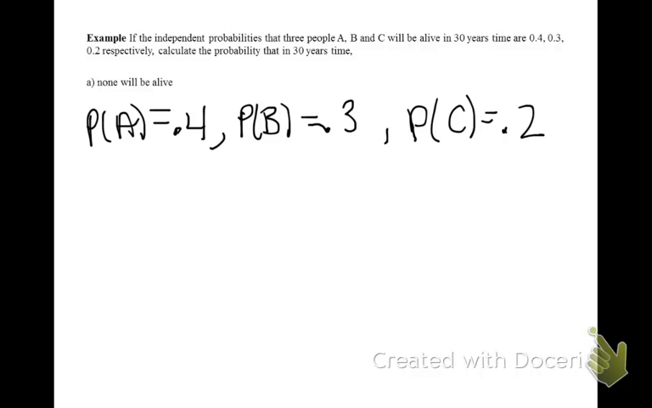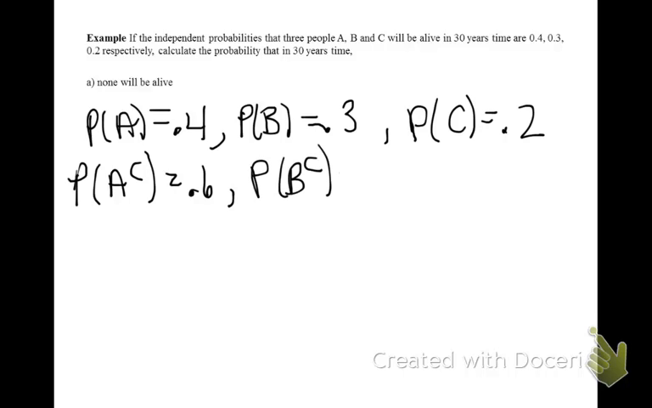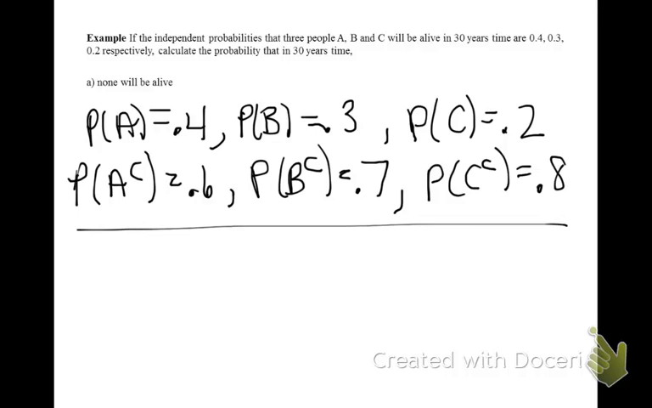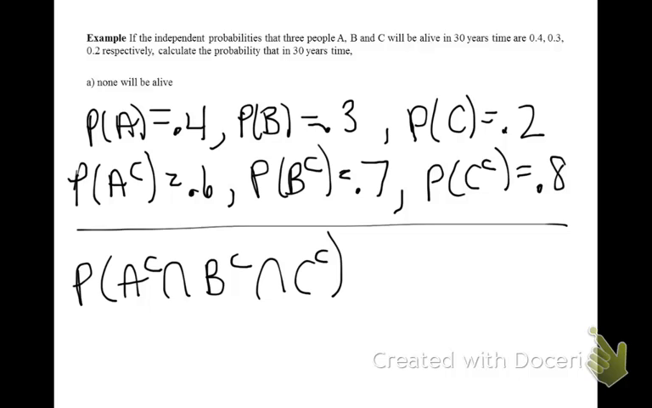So let's go case by case. The probability that person A dies, that they're not alive, is 0.6. The probability that person B dies is 1 minus 0.3, 0.7. And the probability that person C dies is 1 minus 0.2, 0.8. So if I'm looking for the probability that none of these 3 people will be alive, I want to find the probability that person A is not alive, and person B is not alive, and person C is not alive.